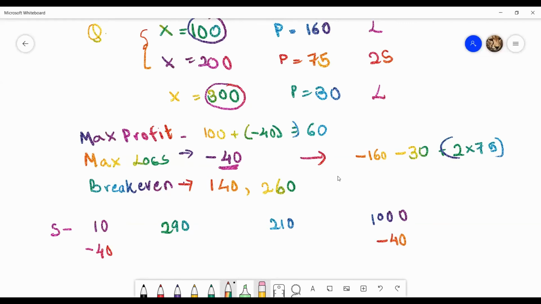Consider 290 and 210. When you're considering 290, does it lie in the first bracket or the second bracket? It lies in the second bracket, right? So let's come to 290. You have to ignore the first bracket. 290 is here, and you know that your break even is at 260. If you compare 290 with 260, 290 is greater by 30. So that is why your loss is of 30.